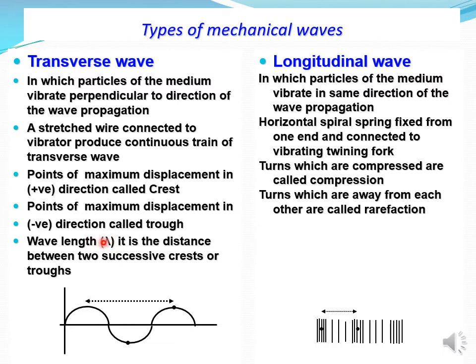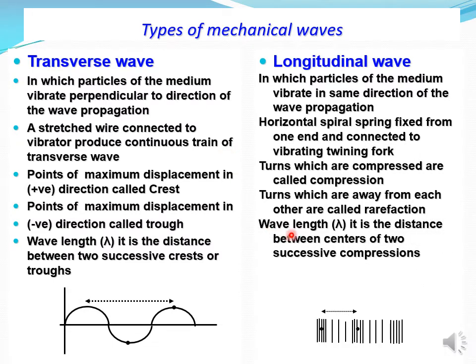Wavelength lambda, it is the distance between two successive crests or troughs. The wavelength in transverse wave is the distance between two successive crests like that or two successive troughs. يعني هنا عندي troughs تانية, يبقى distance between two successive crests or two successive troughs is the wavelength in transverse wave.